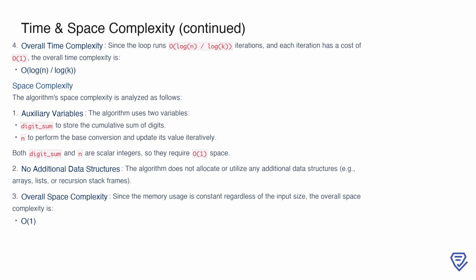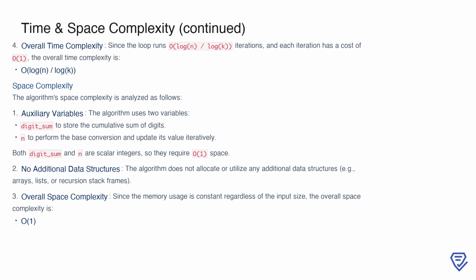Moving on to space complexity, let's examine the memory requirements. The algorithm uses two scalar variables, digit_sum, which keeps track of the cumulative sum of digits, and n, which is updated iteratively during the base conversion. Both of these are simple integers, requiring constant space. Additionally, the algorithm does not rely on any data structures such as arrays, lists, or recursion stacks, so it does not consume extra memory.